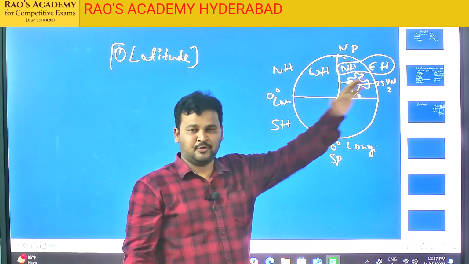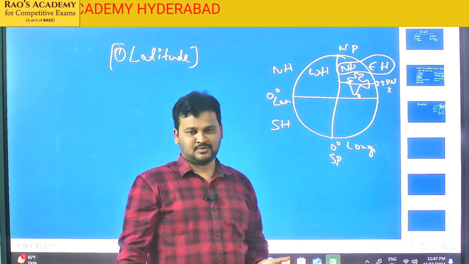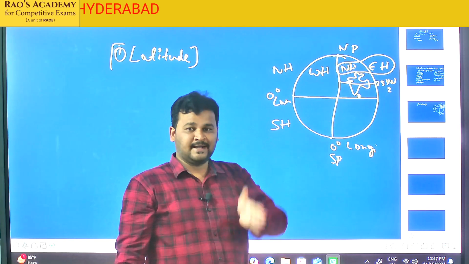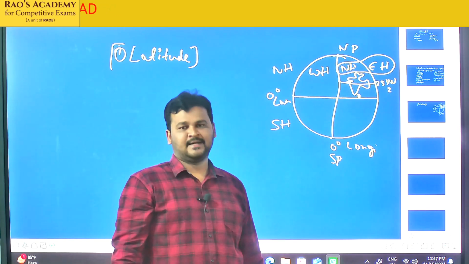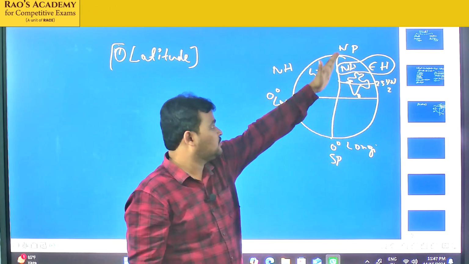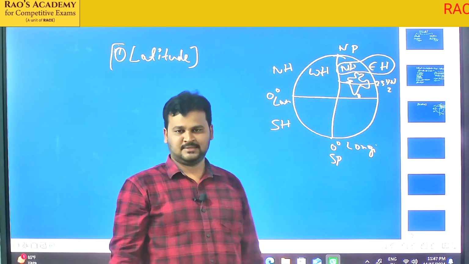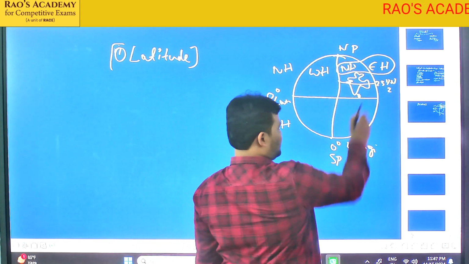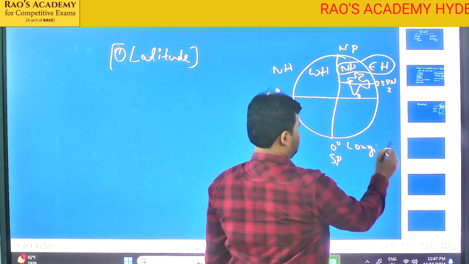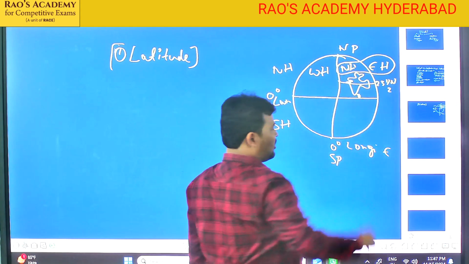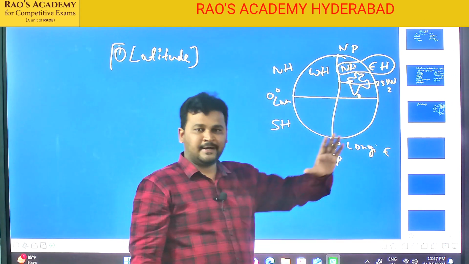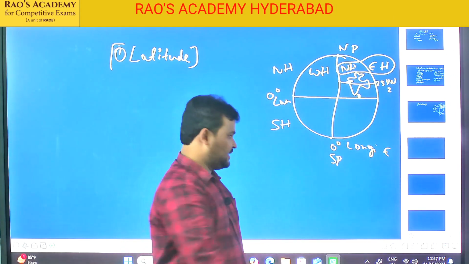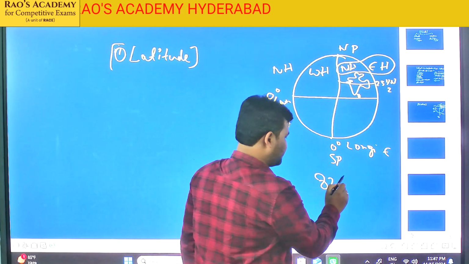Longitude is an imaginary vertical line that passes through all the countries of the world. Whenever you mention longitude, you have to mention east. So what is the longitude that is passing through India? That longitude is 82 and a half.